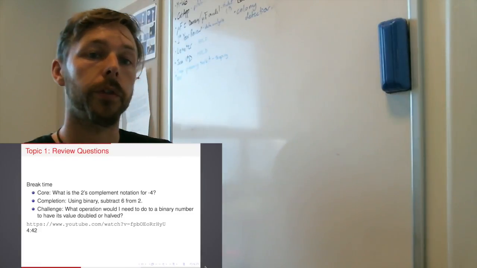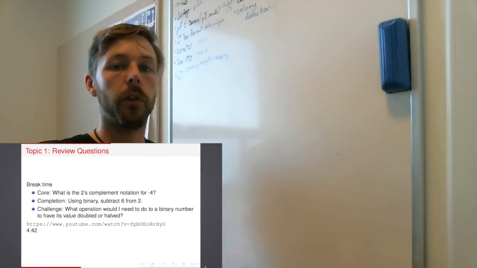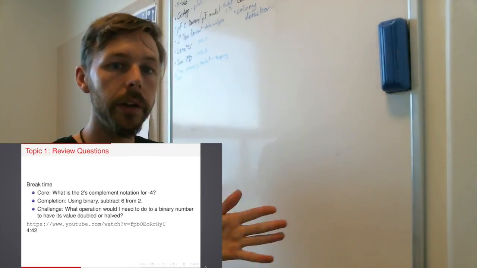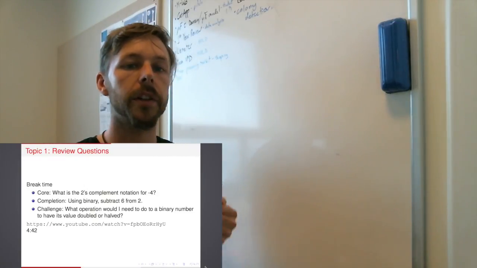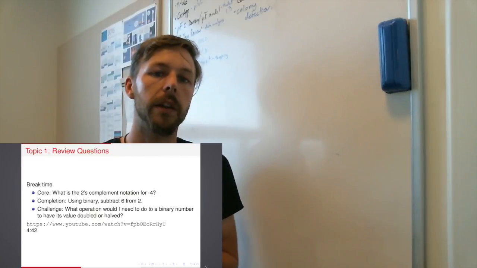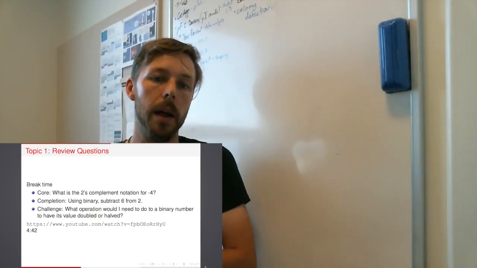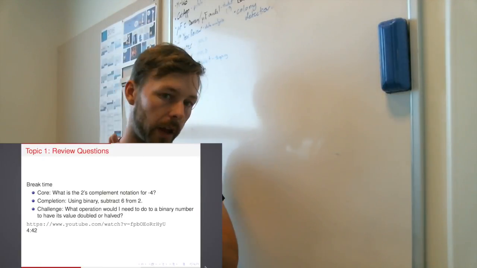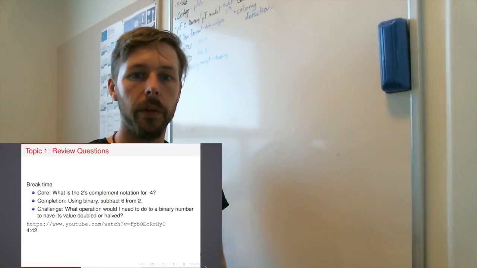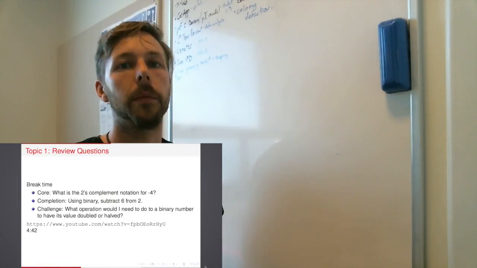And that's it. So you should all be able to tell me what the 2's complement notation for a negative number is. For completion, you should be able to do binary-based subtraction, and for a challenge, you should think about how you might want to do binary multiplication or division. So we're going to stop there, and I will continue this lecture after the break when we talk about the little man computer.